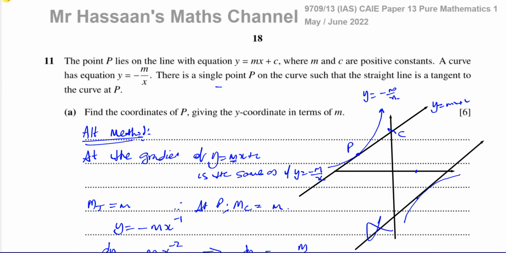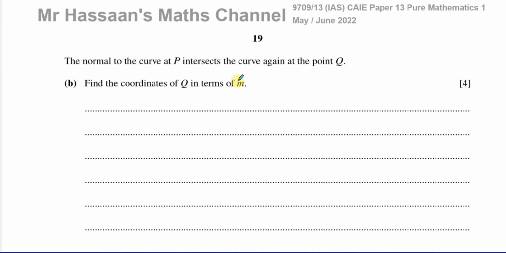So that's 11a. Now for 11b, it says the normal to the curve intersects the curve again at the point Q. Now remember the equation of the tangent was y equals mx plus c. The equation of the curve itself was y equals minus m over x. The point P was -1 and m. So those were the pieces of information we got.